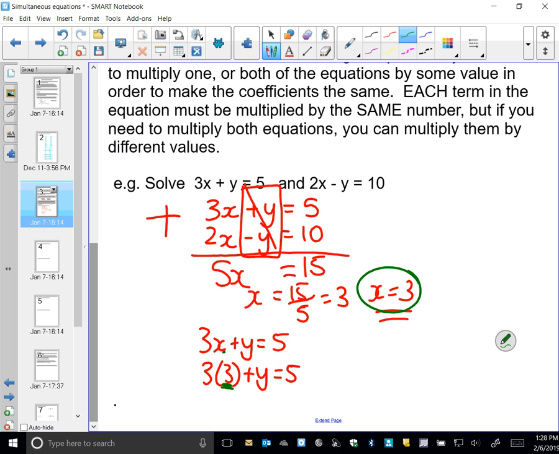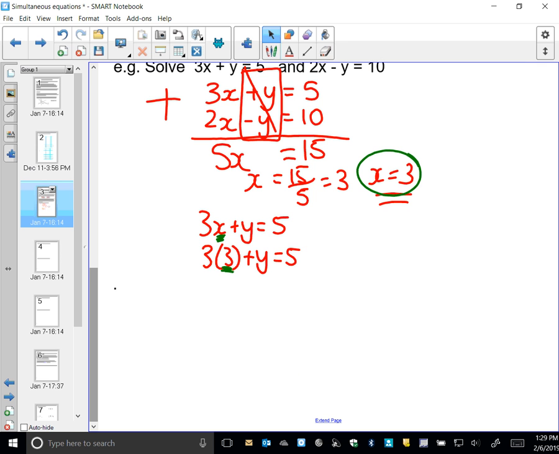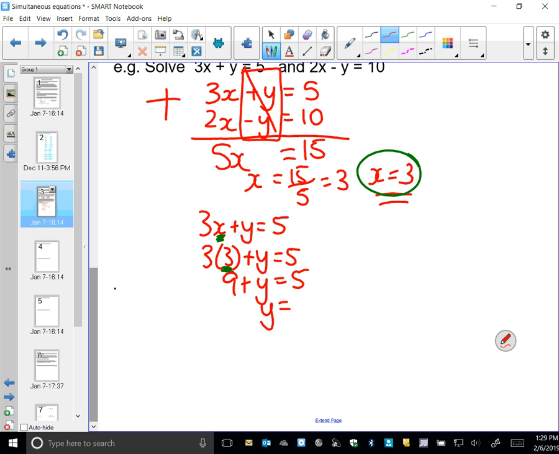So I replaced my x value with the number 3. So that's 9 plus y equals 5. So y is 5 subtract 9, which hopefully you're happy is -4. So that's my second value. So x is 3 and y is -4.